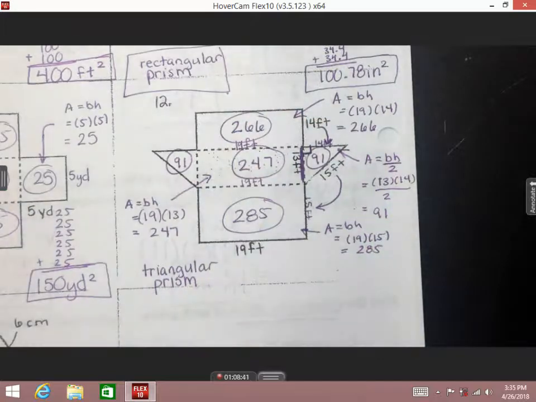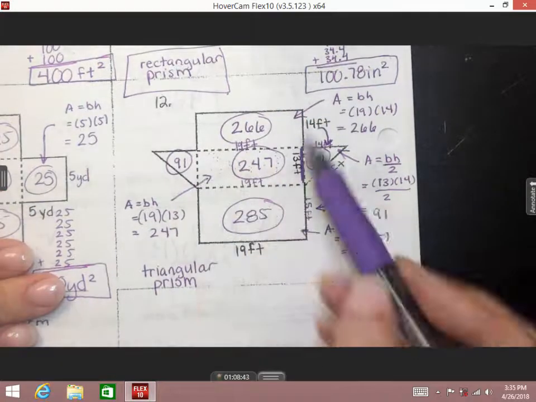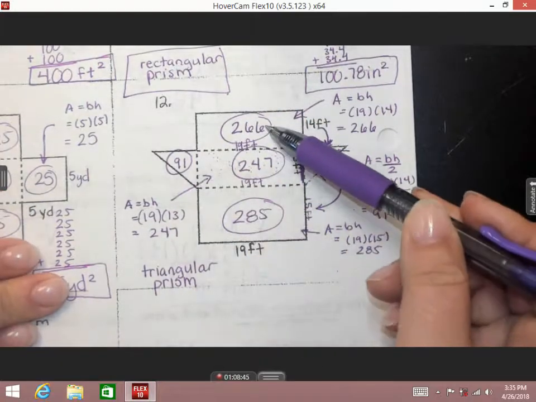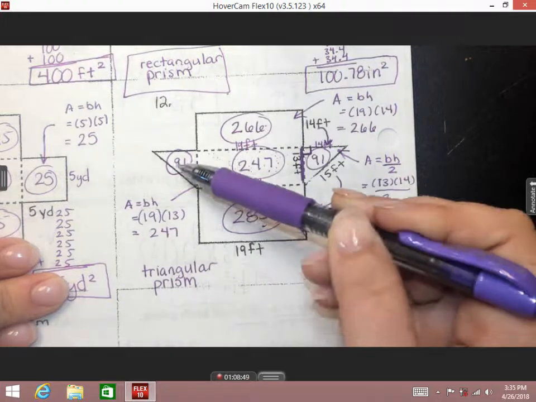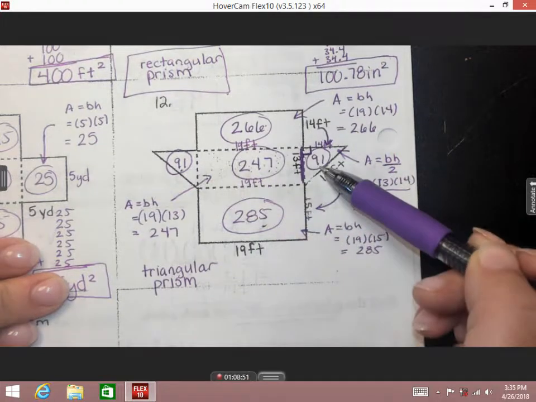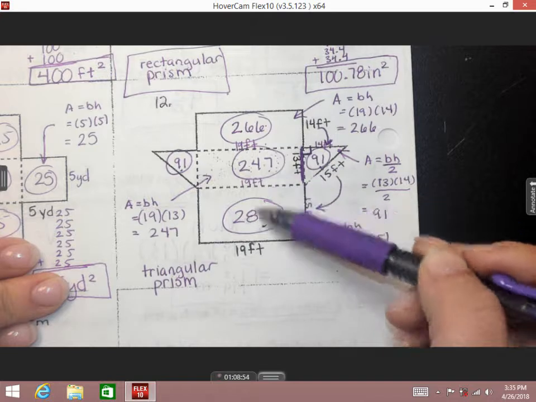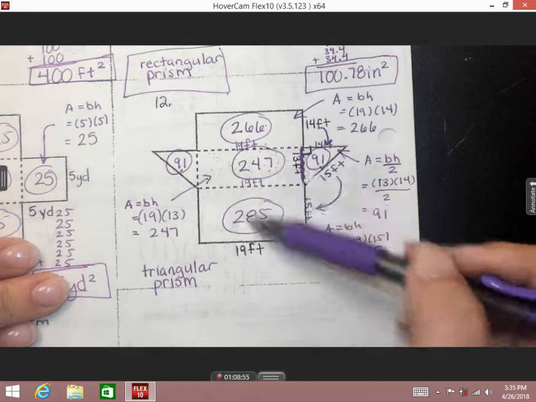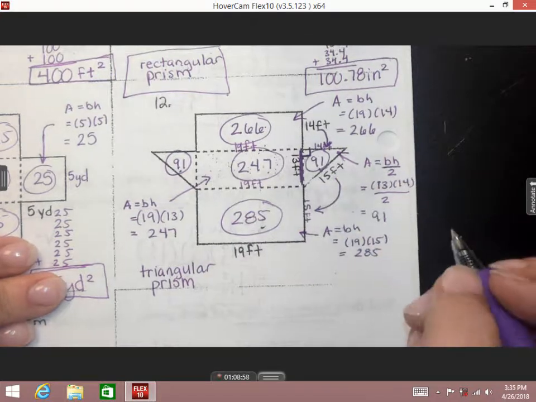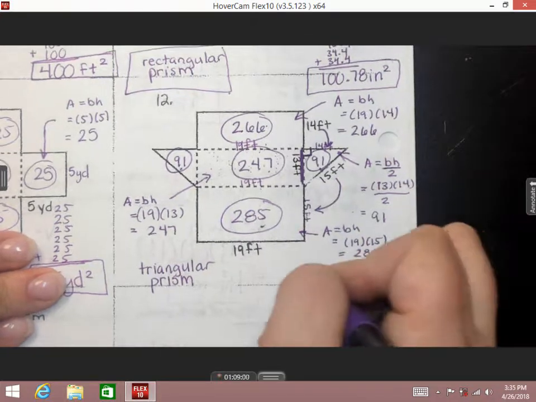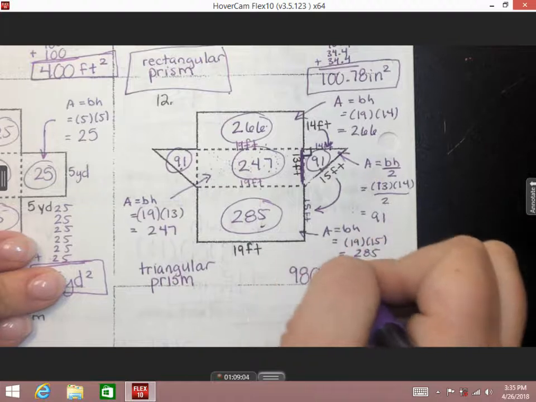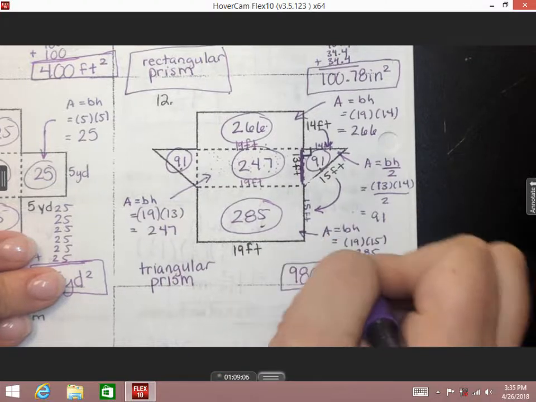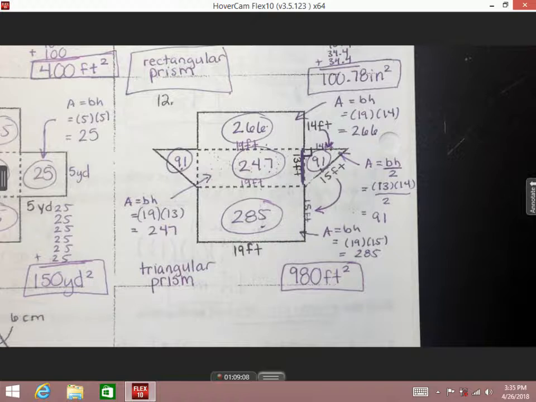Right? And I don't have as much room to write out my addition, so I'm just going to use my calculator and add 266, 247, 285. Make sure I do 91 and then 91 again as well. So adding all 5 of these numbers carefully in my calculator, I should get 980 feet squared. Cool, cool. All right, the last one.